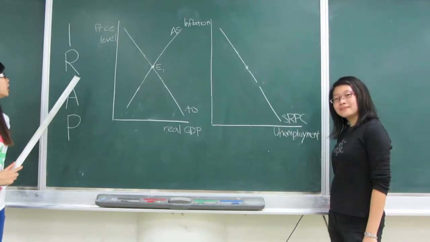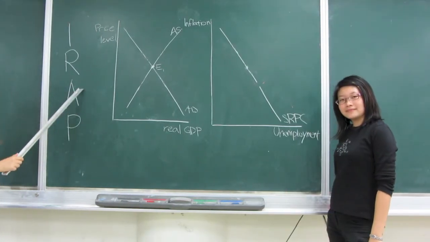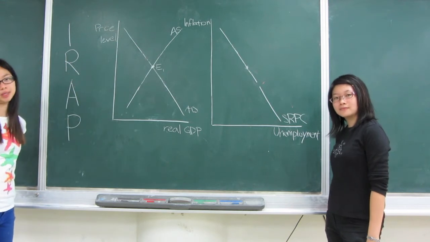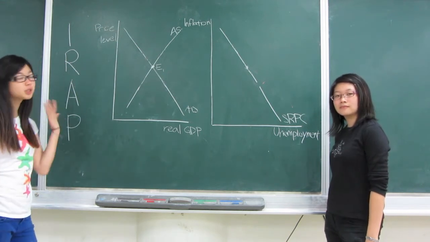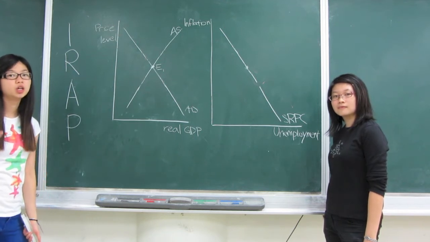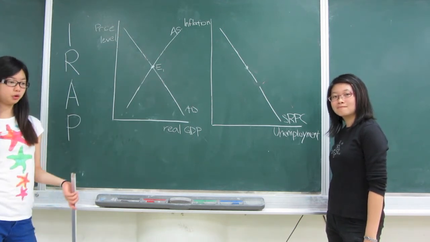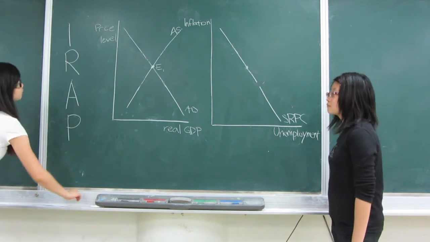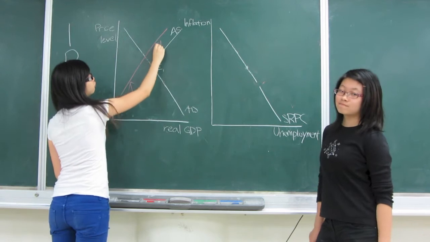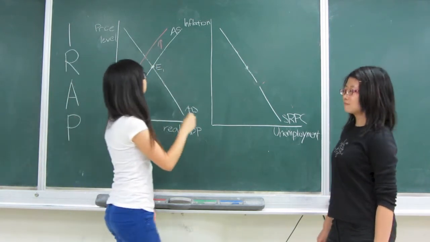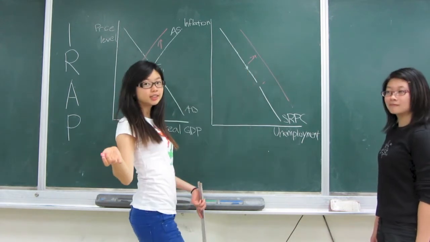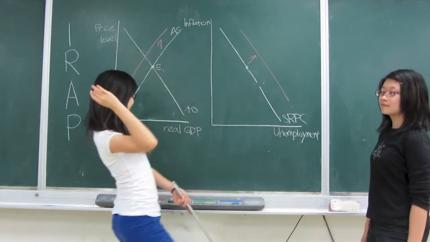Okay, so the third element of the AS shifters is A, actions of the government. So one day maybe the government decides that there's too much corn in the economy. So then the government would decide to lower subsidies given to the poor corn farmers. Therefore, there would be a leftward shift in the AS curve. And on the SRPC curve, there would be a rightward shift, which also leads to, you know it, stagflation.